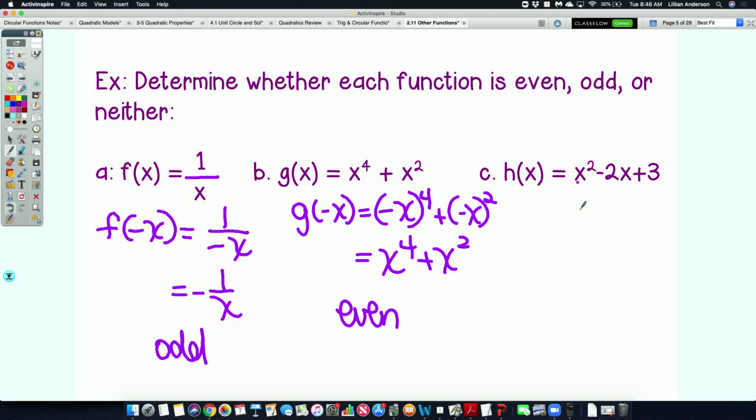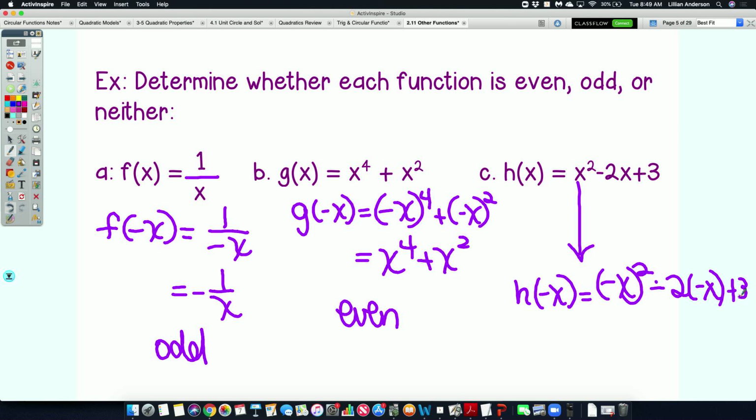Good stuff. Over here, you're doing the exact same thing, plugging in negative x. This time it was negative x squared, positive. And then you'll have negative 2 times negative x, which becomes? And then you have a plus 3. Exact same? Exact opposite? No. So this one was a neither. Who's 3 for 3? Raise your hand.